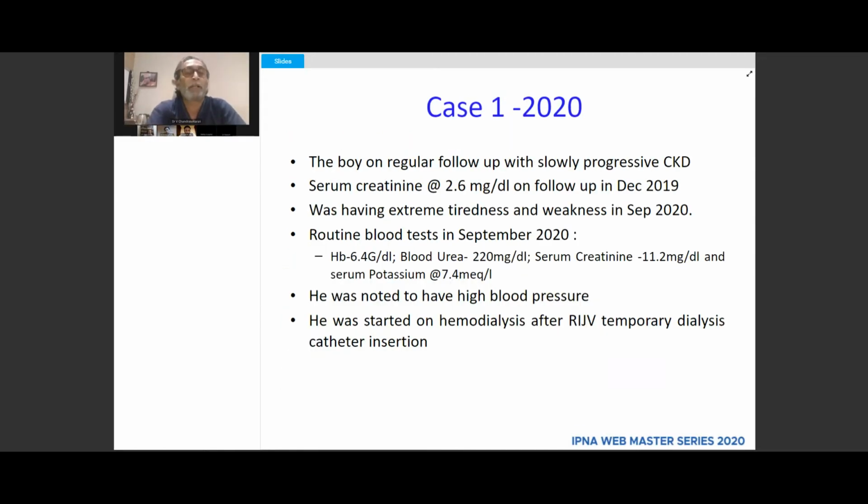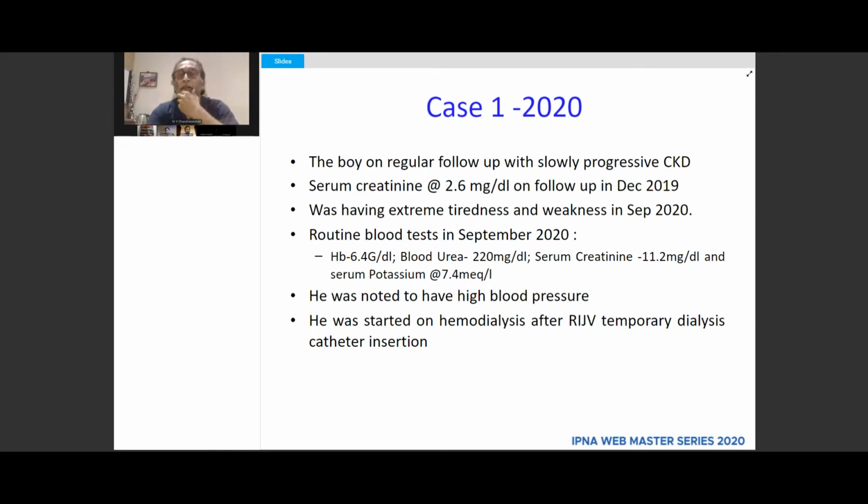Recently, a month back, the boy presented with severe renal failure and hyperkalemia. Creatinine had been stable for the past 2 years, at 2.6 milligram at the end of December. But now he presented with severe hyperkalemia and severe renal failure, and he was noted to have high blood pressure, and he was started on hemodialysis after temporary dialysis catheter insertion.